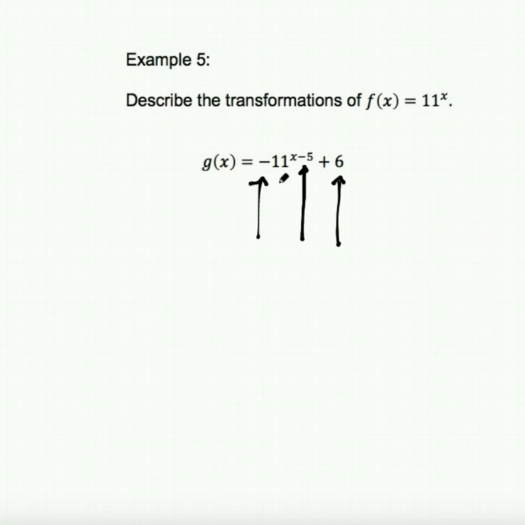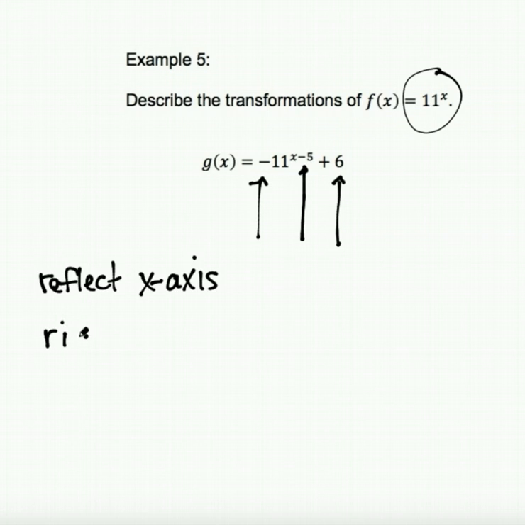So when there is a negative outside, that's going to reflect across the x-axis. When you are subtracting inside the function, so we're subtracting inside this original function, 11 to the x, that is going to make your graph shift either left or right. Well, when it's a minus, that means it's shifting to the right. So this is going to go right 5.